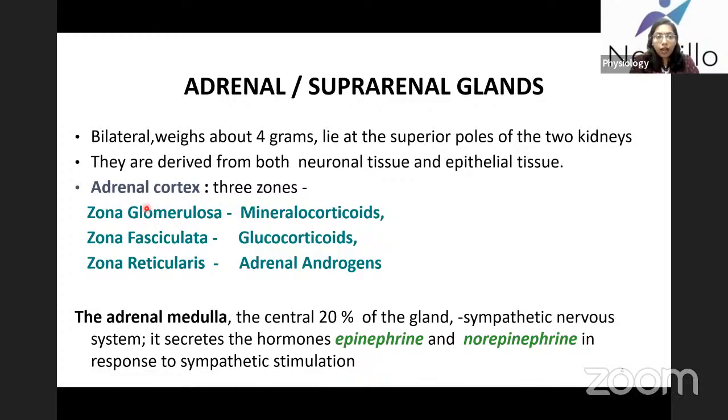Now, zona glomerulosa secretes a mineralocorticoid, which is aldosterone. Zona fasciculata, which is the middle layer, secretes glucocorticoids, and zona reticularis will secrete adrenal androgens. These are the layers of the adrenal cortex. Now coming to the adrenal medulla, which is basically neuronal in its origin. The adrenal medulla is the central 20% of the gland, which has peripheral sympathetic nervous system activity. It secretes hormones like epinephrine and norepinephrine and responds to the sympathetic nervous system. So that is a background about the adrenal gland in short.